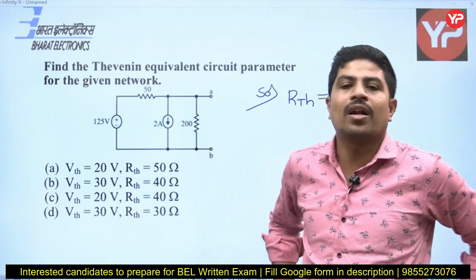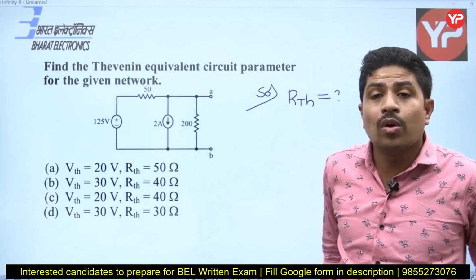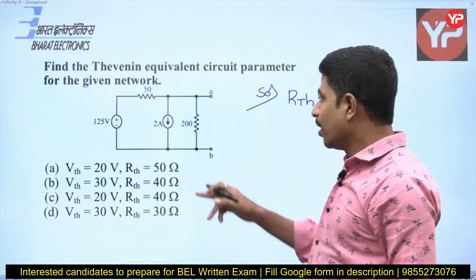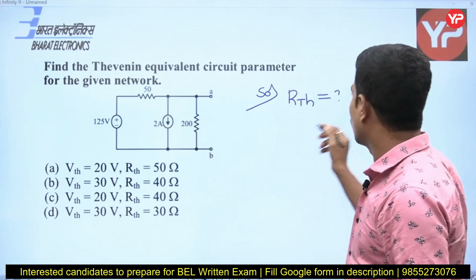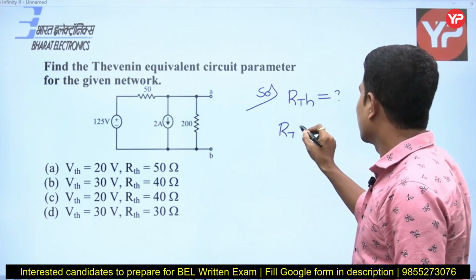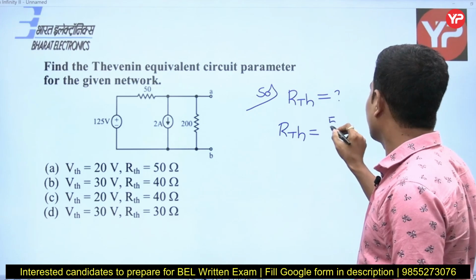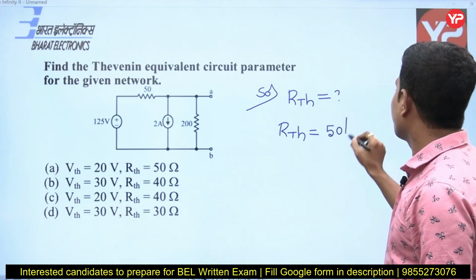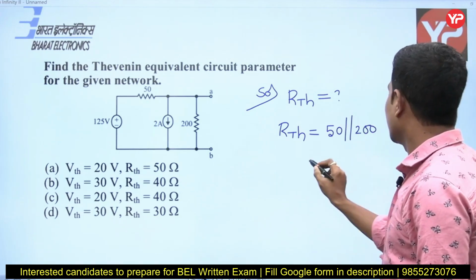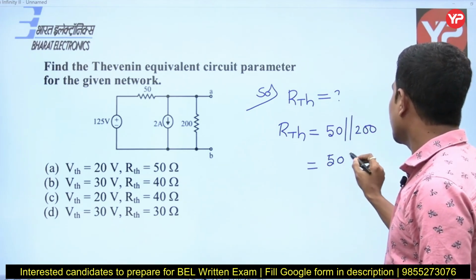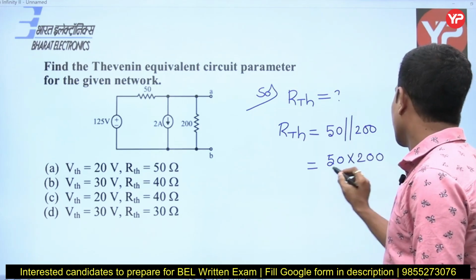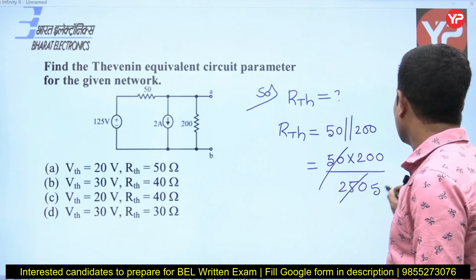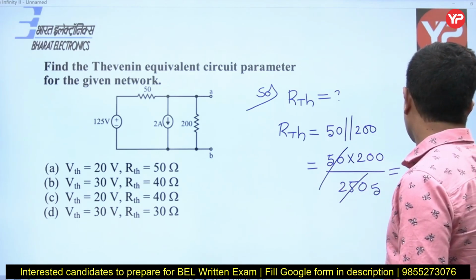When you are finding Thevenin's equivalent or Norton's equivalent, short circuit the voltage sources and open circuit the current sources when you are finding impedance, right? If you short it, 50 in parallel with 200, RTH is equal to what? 50 in parallel with 200 is equal to 50 into 200 divided by 250, which is 40 ohms.